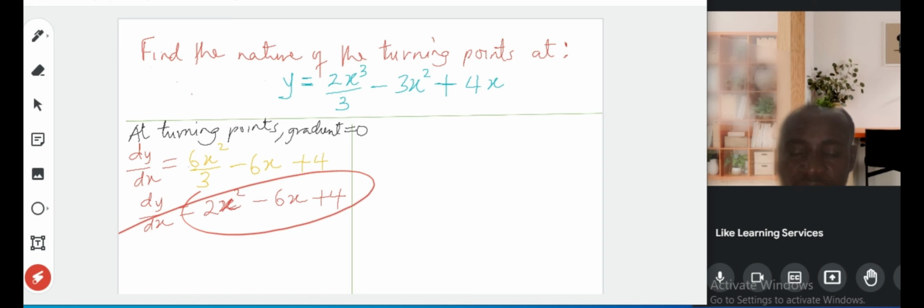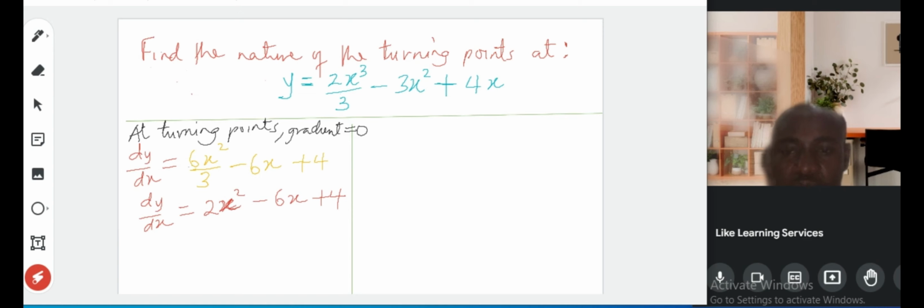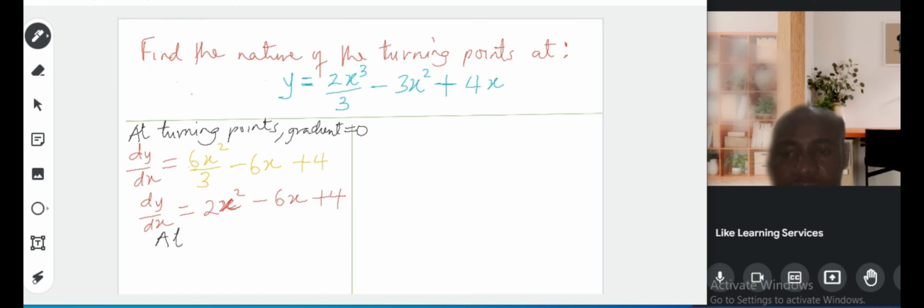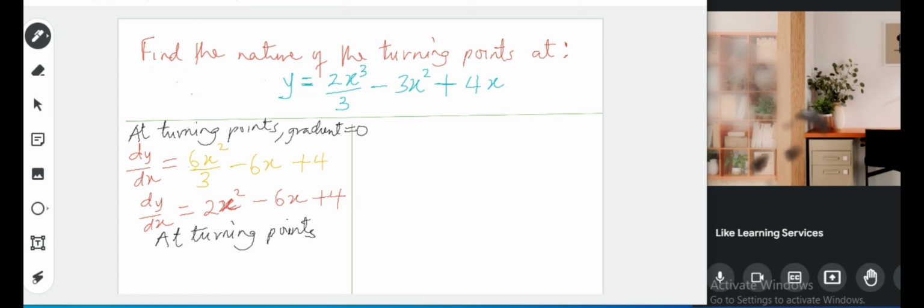This is dy over dx. At the turning point, the gradient is 0. So this gradient, which is dy over dx, is equal to 0. At the turning point, this gradient is equal to 0.